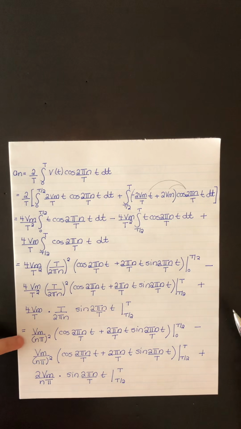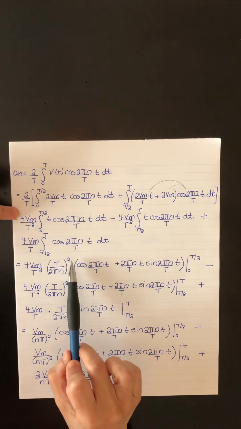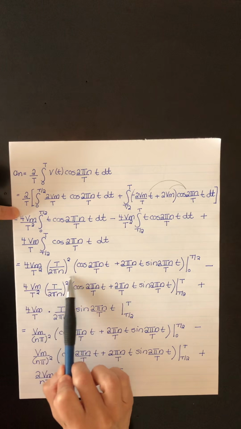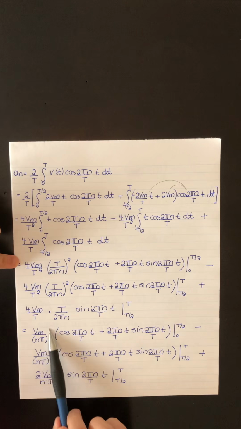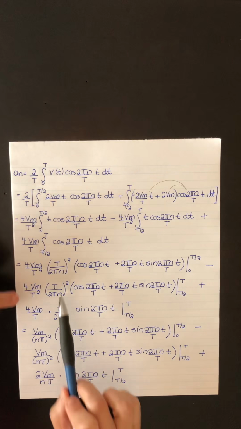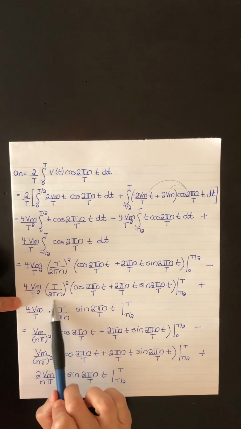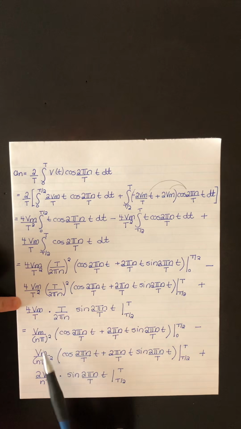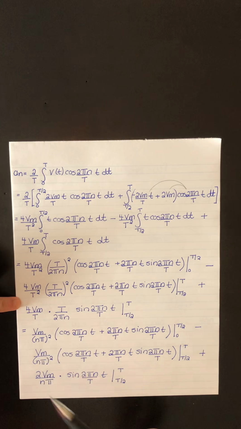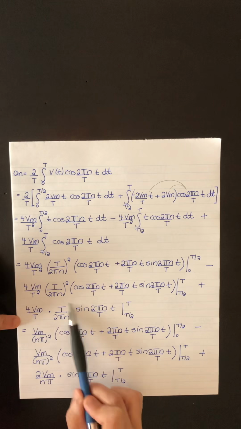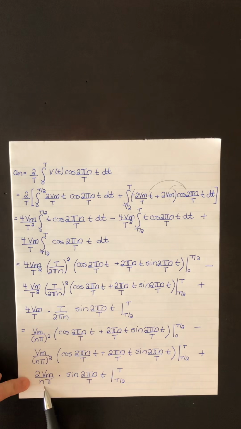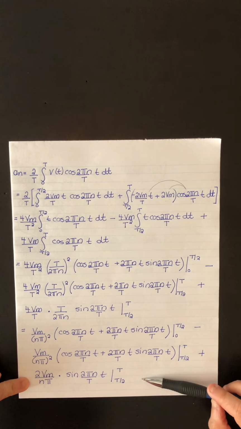Following that, I just simplified the constants. I simplified this constant here. It became Vmax over n pi squared. I simplified this constant in the very same way. It is Vmax over n pi squared. Lastly, I simplified this constant. It is 2 Vmax over n pi. So this is what we have now.